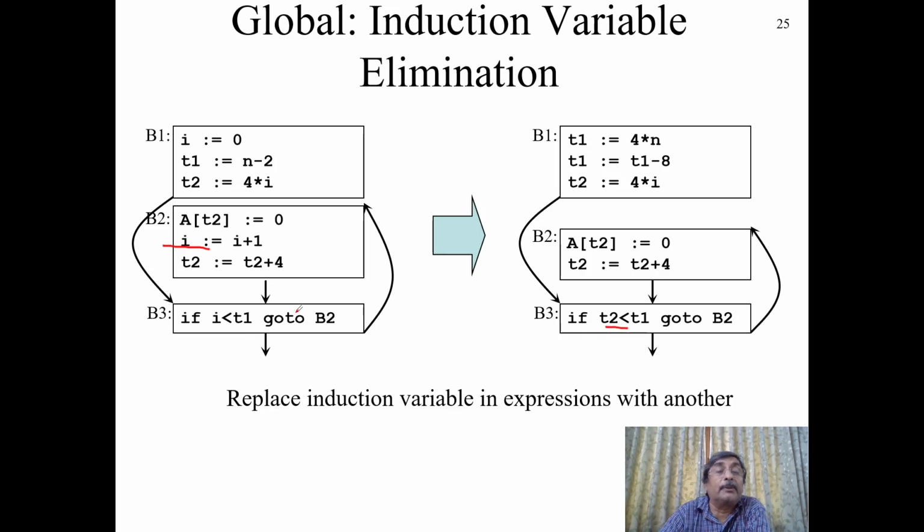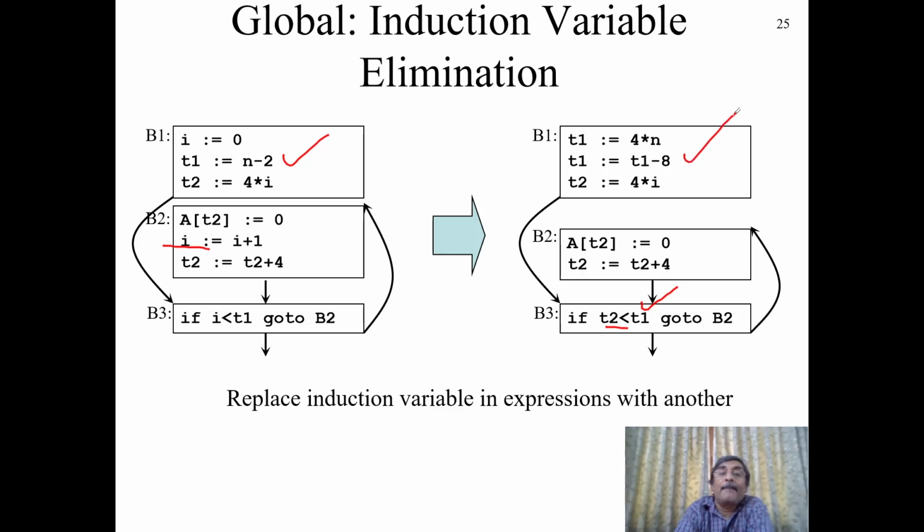And I'm not checking with I, I'm checking with T1, which looks like the same. But the value of T1 is 4n minus 8 here, instead of n minus 2. Correct? So by that, I optimize the 3-address code in a global sense. I could not optimize this by looking at a single block. I have to look at multiple blocks together to have this kind of optimization.